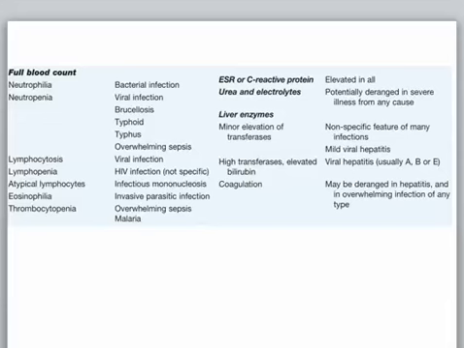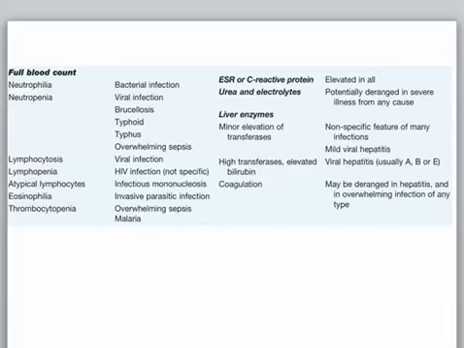So what if neutrophilia turns out to be on full blood count? If there is neutrophilia, most likely there is bacterial infection. Neutropenia can be associated with viral infections, brucellosis, typhoid, typhus, and overwhelming sepsis. Lymphocytosis indicates viral infection. Lymphopenia is HIV infection but not specific. Now, COVID infection has also been said to be associated with lymphopenia. Atypical lymphocytes can occur in infectious mononucleosis.